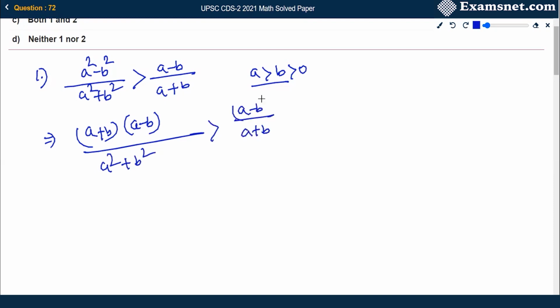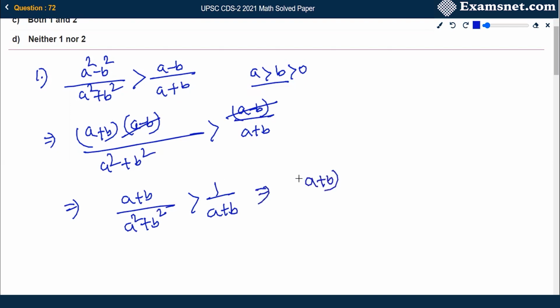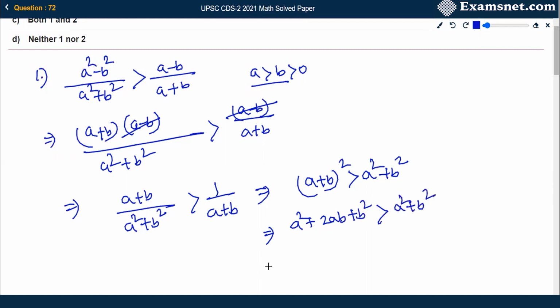Okay, so from both sides (a − b) will get cancelled, and we are left with only (a + b)/(a² + b²) > 1/(a + b). We can further do the cross multiplication, that would give us (a + b)² > a² + b². If we expand it using the square formula, we'll get a² + 2ab + b² > a² + b². So from both sides, a² and b² will get cancelled. It will be 2ab > 0, which is true, because we know a and b both are positive terms. So the product of positive terms will always be greater than 0. So that's why this is true.